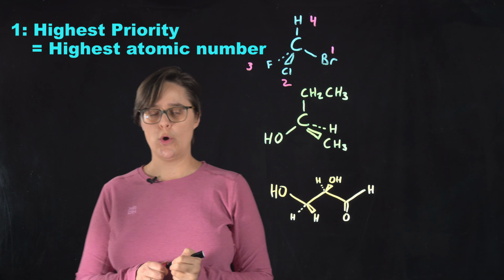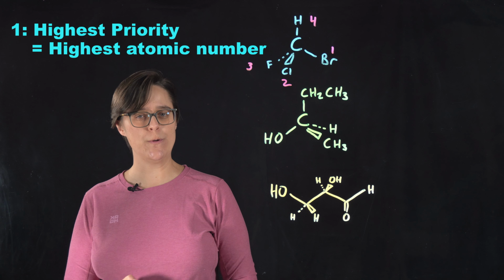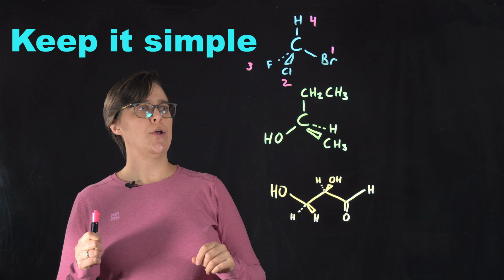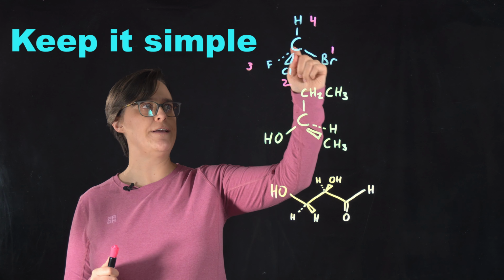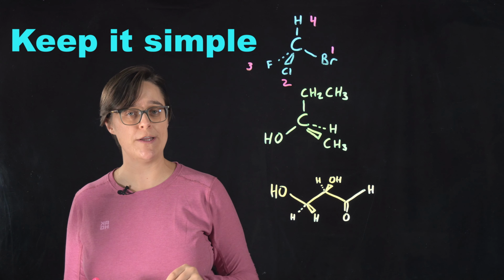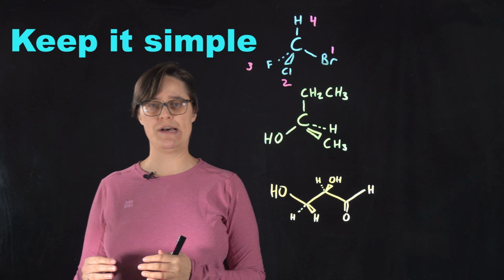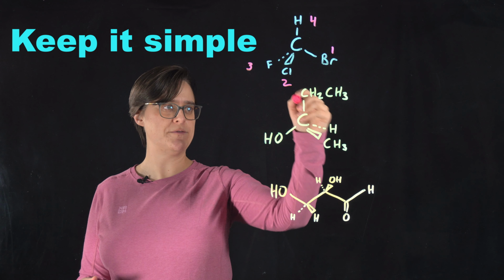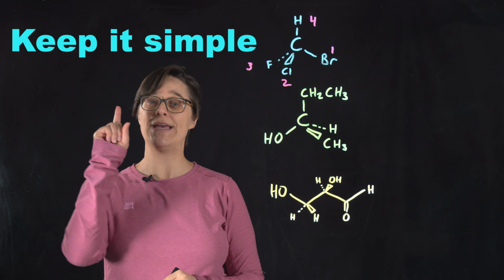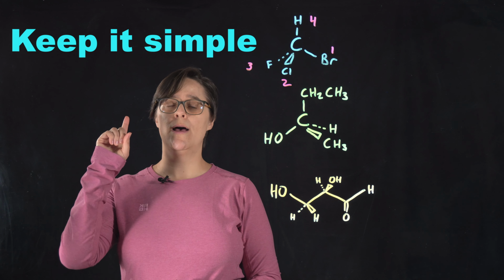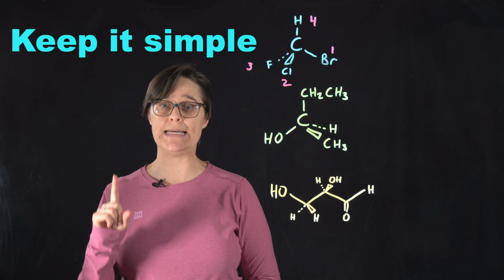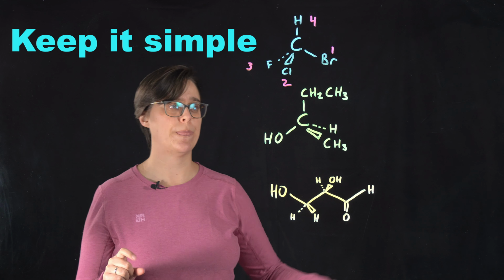Now, when you are applying this rule, keep it simple. You are only looking at that very first atom bonded directly to the chiral center. You are not finding a molecular weight of some giant group. No, you are looking at one atom at a time. Apply these rules in the simplest way possible.